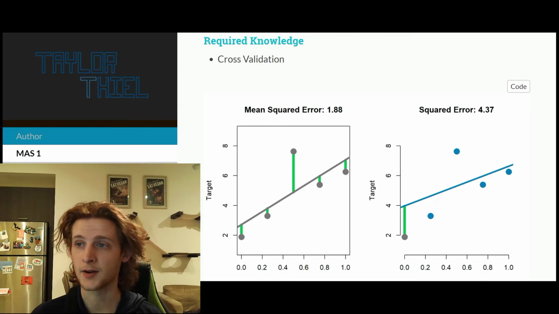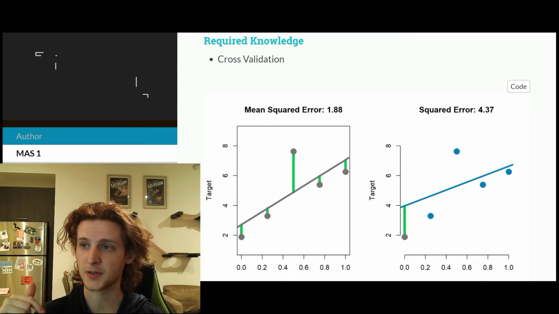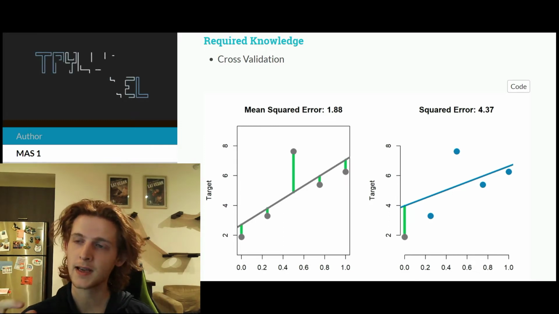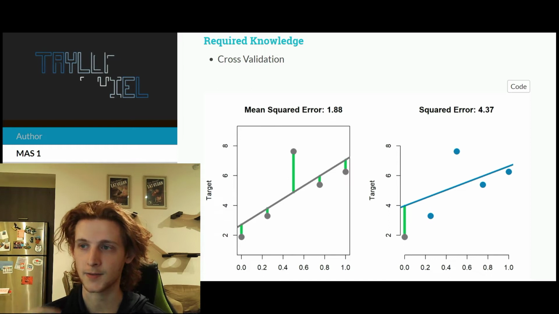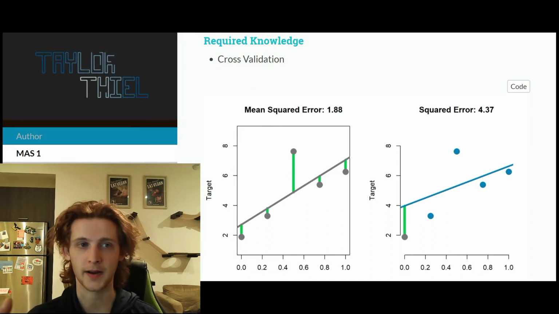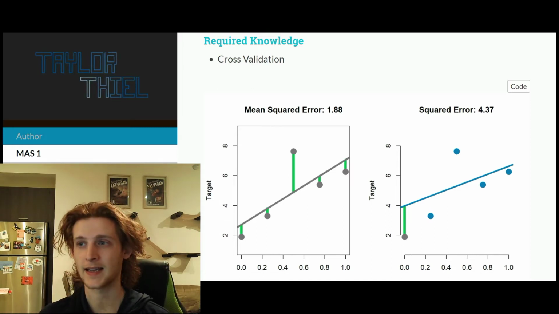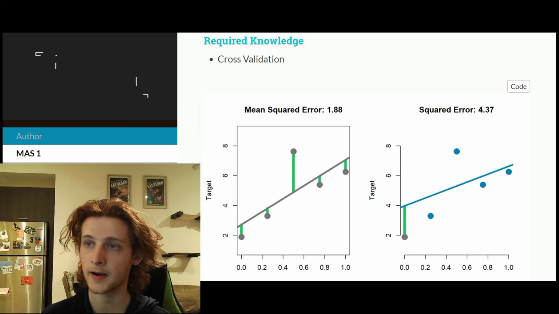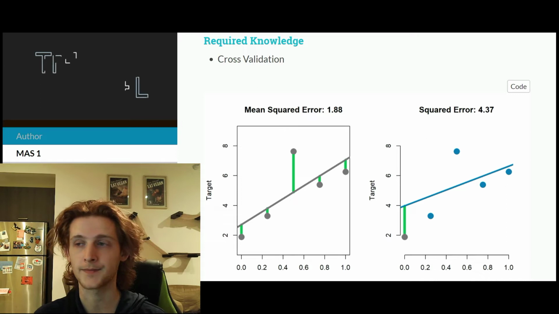And we can determine that by taking the difference between our prediction, which is the line, and the actuals, which are the points. Calculate that distance. Those are the green lines. And then squaring those values. If we then take the average of all of those squared values, we get our mean squared error of 1.88.